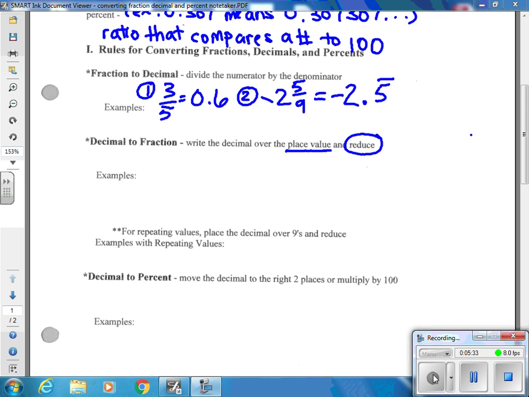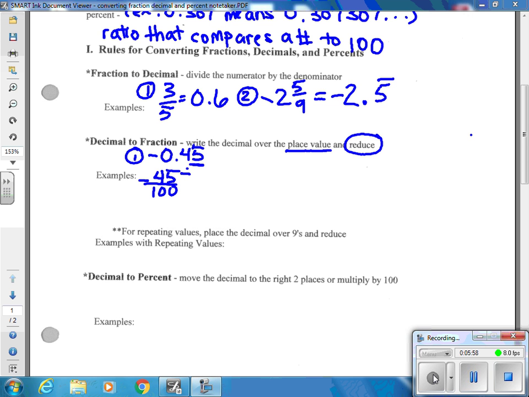So the first one that we want to look at is if I have -0.45. You always want to look at the place value of the last number. So that 5 is in the hundredths place. So this is -45 over 100. That's how you determine what the bottom number is going to be. And that can be reduced. If it ends in a 5 or a 0, always start by dividing by 5, and that'll help you get to the answer.